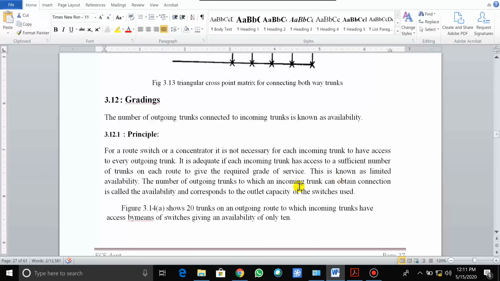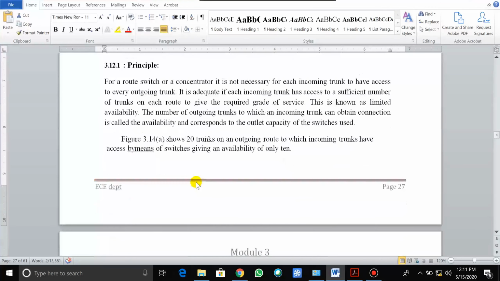This is known as limited availability. The number of outgoing trunks to which an incoming trunk can obtain connection is called the availability and corresponds to the outlet's capacity of the switches used. So let us see the diagram below, which shows 20 trunks on an outgoing route to which the incoming trunks have access by means of switches giving an availability of only 10.